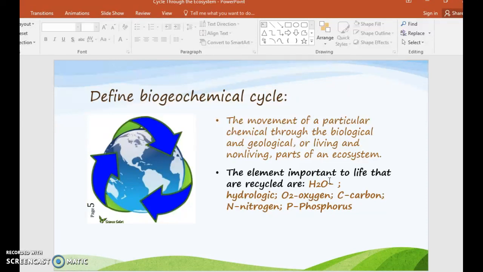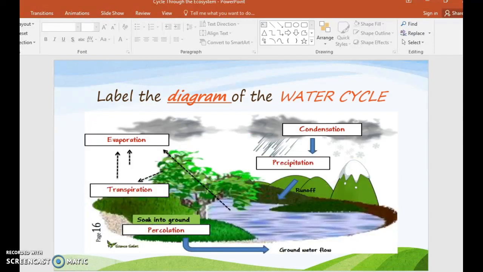We're going to focus on some of the base elements or compounds that allow life to exist: water, which is sometimes referred to as the hydrologic cycle, hydro being Latin for water; the oxygen and carbon cycle, which we're going to separate, but really they're the same thing; and the nitrogen cycle. We're not going to get into the phosphorus cycle in this lesson. Quickly, the water cycle is something you would have gotten in grade 6, so I'm not going to spend a lot of time on it.